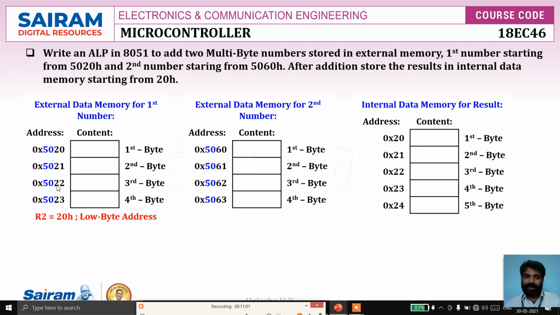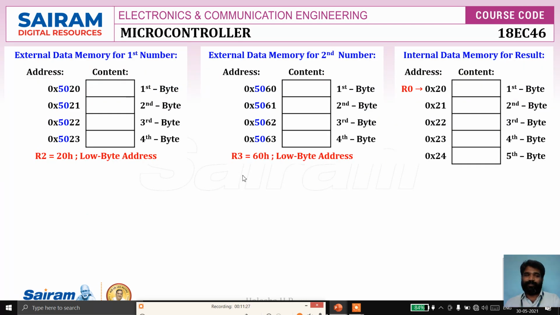Store this low byte address in one general purpose register. So R2 is equal to 20H, that is the low byte start address of number 1. And similarly we'll use R3, and there we store 60H, that is the low byte start address of number 2. And then here we use R0 or R1. Now let's see the program.